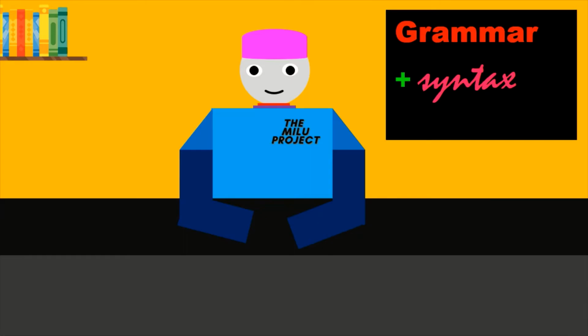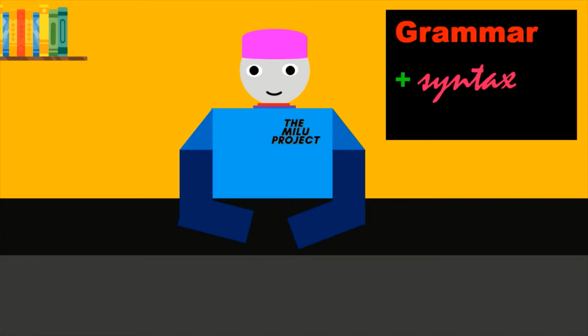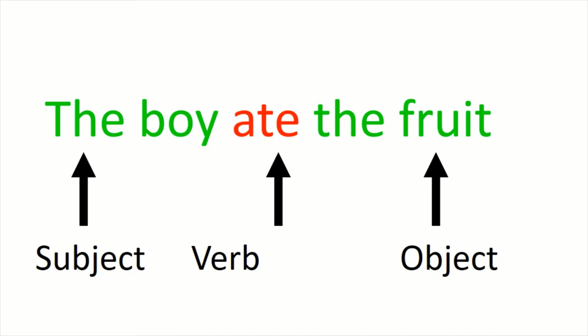So far, we've looked at phonetics, phonology, syllable structure, and morphology. Now it's time to look at how they fit together into sentences, or their syntax. Syntax is a set of rules that govern the structure of a sentence. We usually split a sentence into the subject, object, and verb.